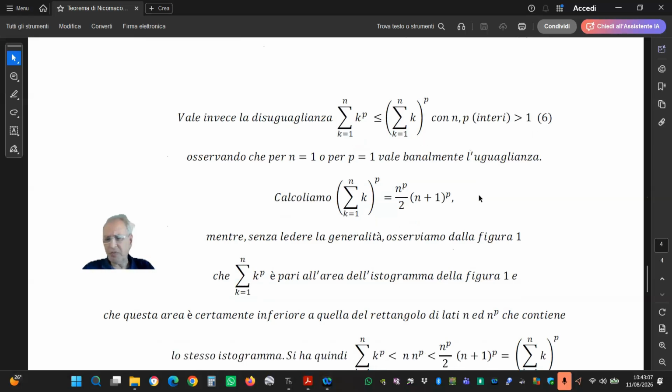In general, however, the inequality holds: the sum of k raised to p is less than the sum of Gauss raised to p. How can we see this? For this, let me give a very academic, very simple demonstration.